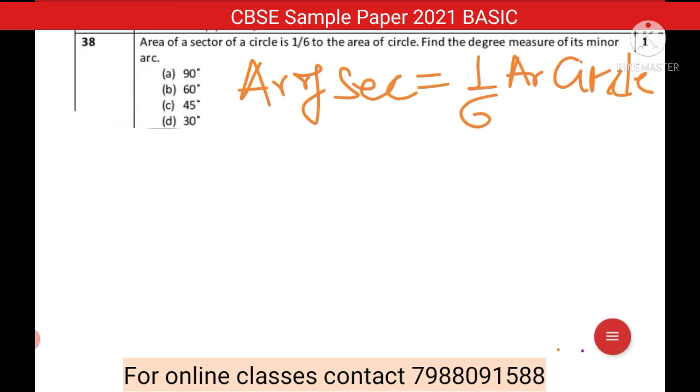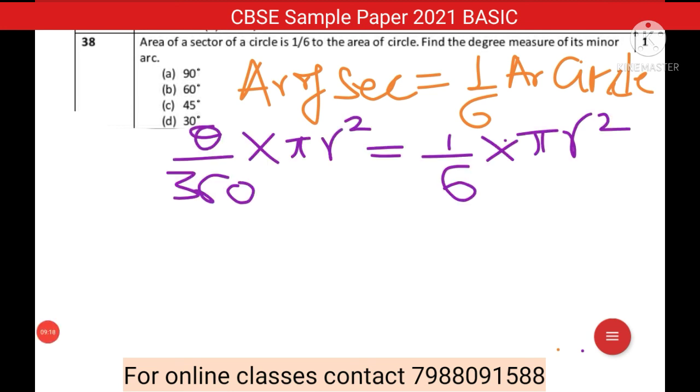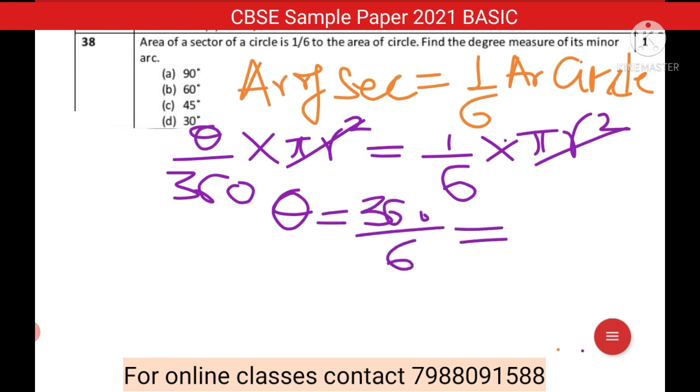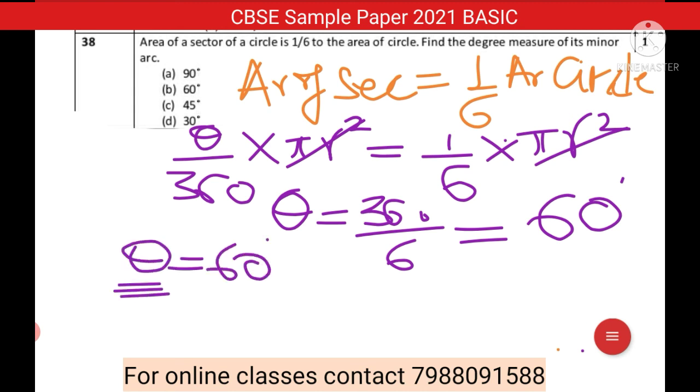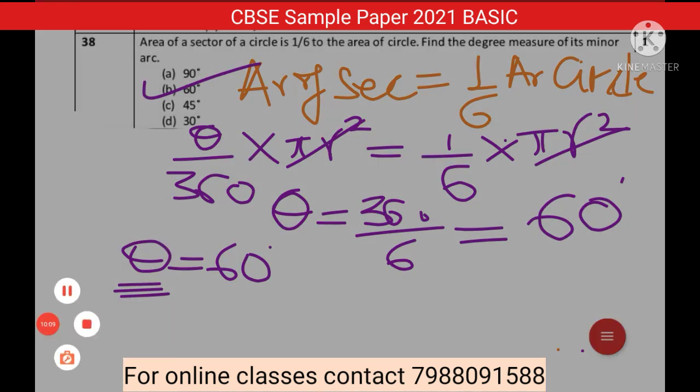Question number 38 says, area of the sector of a circle is 1/6 the area of circle. So I get theta by 360 into pi r square is equal to 1/6 of pi r square. So this pi r square gets cancelled and I get theta as 360 divided by 6, or value of theta comes out to be 60 degrees. Now I am asked to find the degree measure of minor arc. So actually degree measure of minor arc is theta only, the angle which it makes at the center. So B is the correct option.